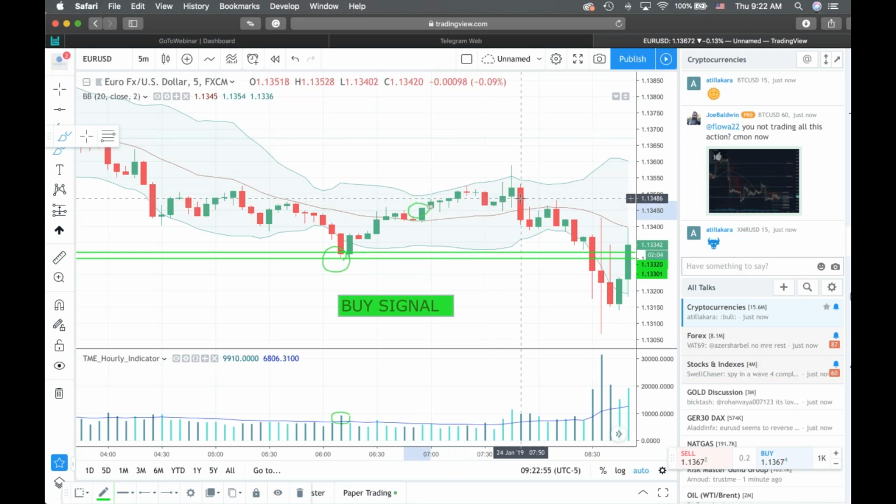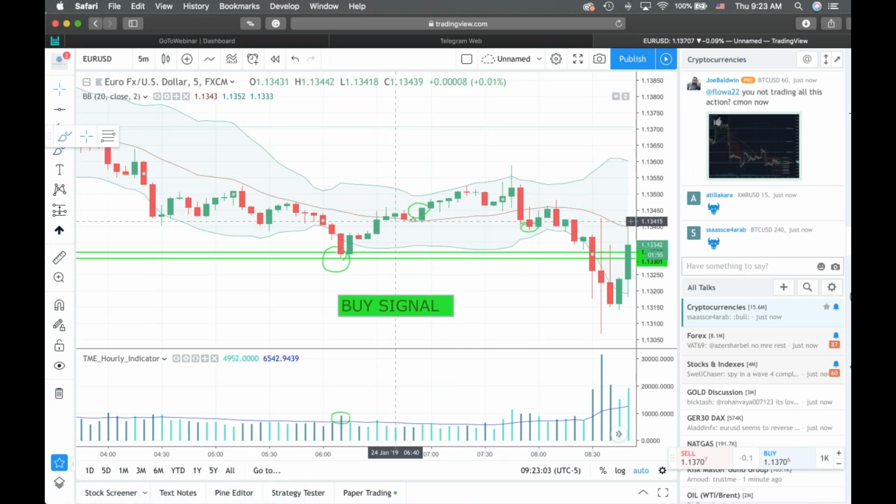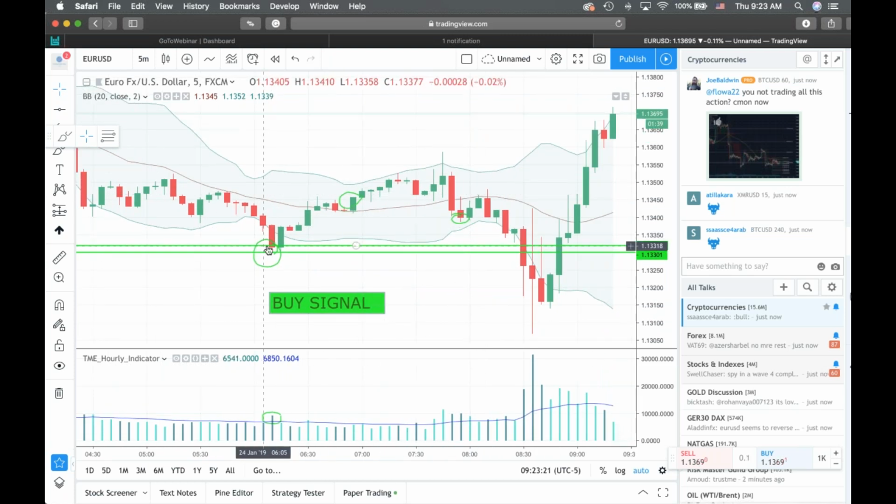And then going on to 8 a.m., that also ended up in the money. Okay, so you have here both expirations that actually worked on a single setup using the TME hourly indicator. Very simple to use, very simple to execute. Let's see what happened next.